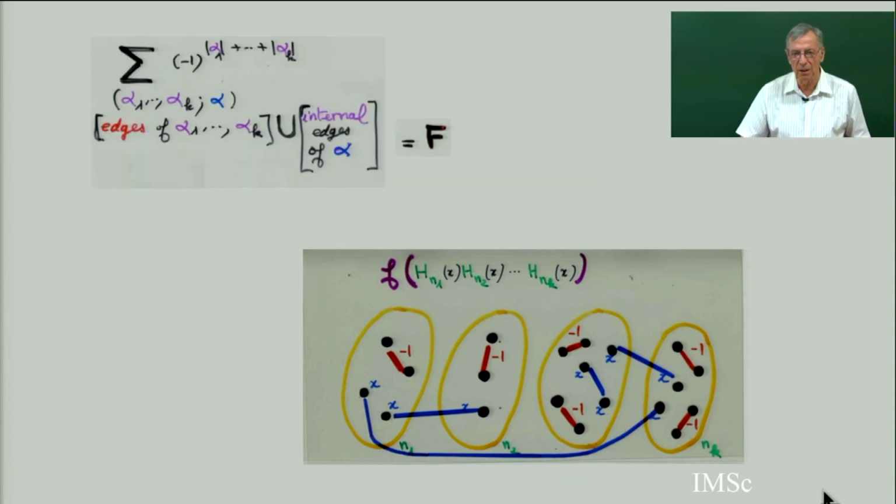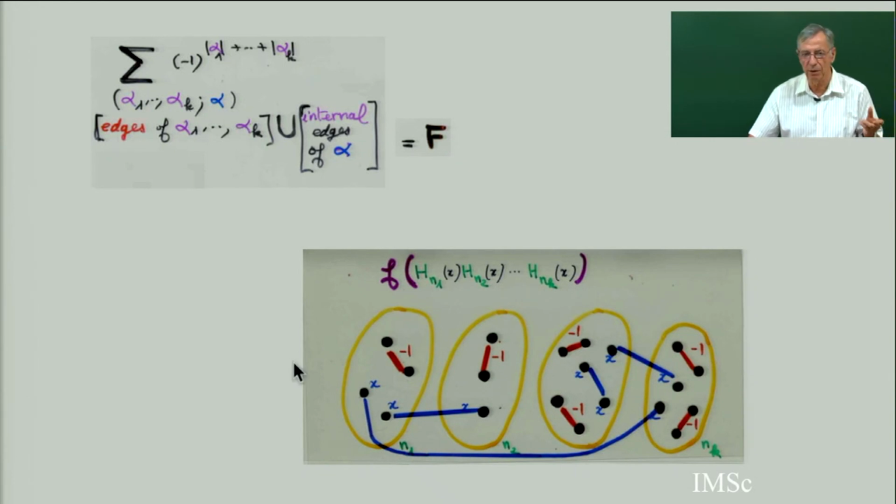So suppose you take a capital F, which is a certain set of internal edges. And I'm going to take a partial sum. In the big summation, you have the f of the product of Hermite. I take a partial sum, so I fix the matchings alpha 1, alpha 2, alpha k.